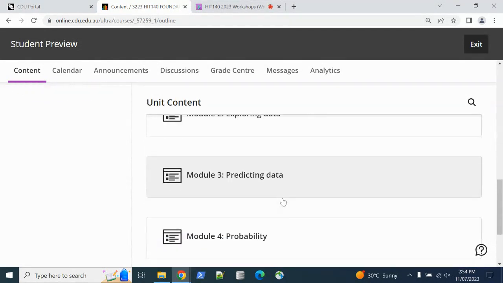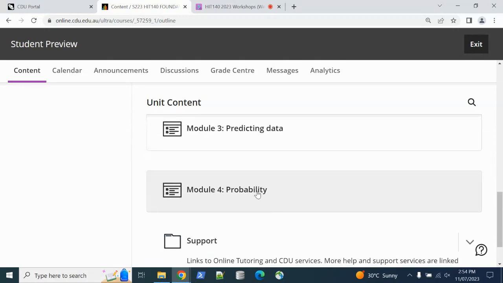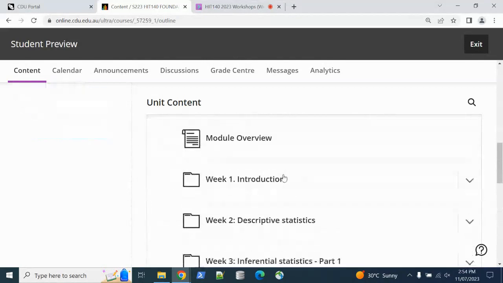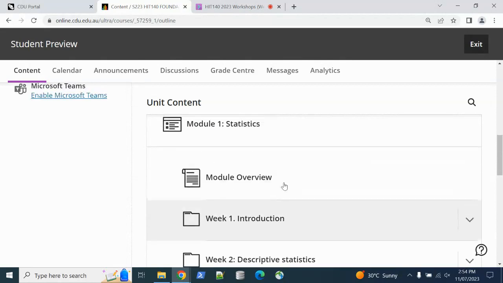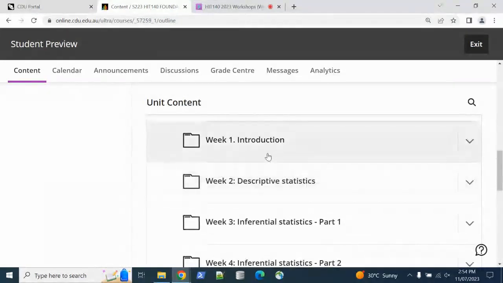Module 3 covers how you can make predictions, how you predict what kind of model you can use if you want to predict certain things. Okay. And module 4, the last module, covers probability. So each module covers about 3 to 4 weeks. Okay, so as you can see, module 1 covers week 1 to week 4. Right. Okay. So that's how the learning materials are structured.